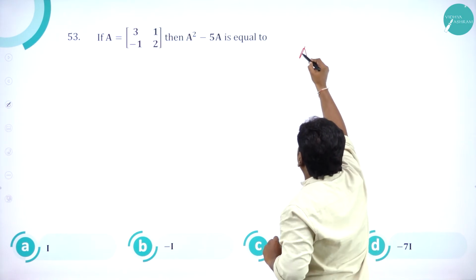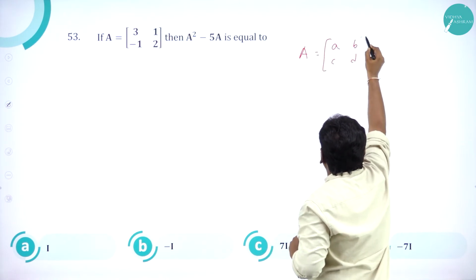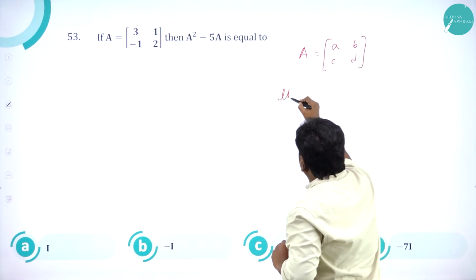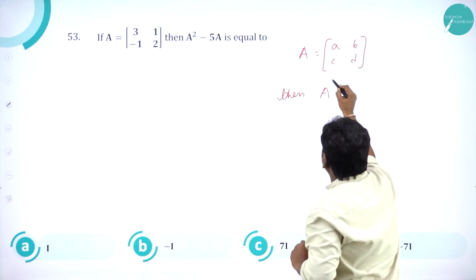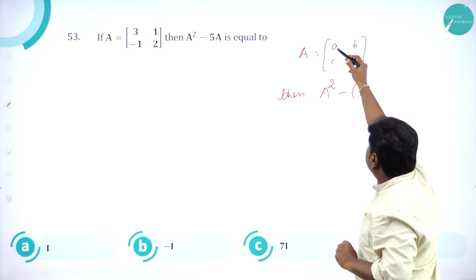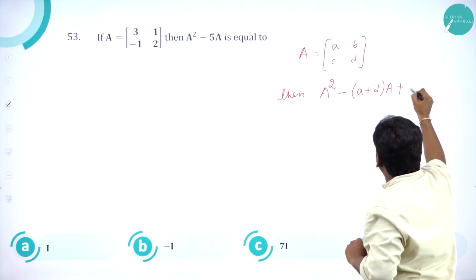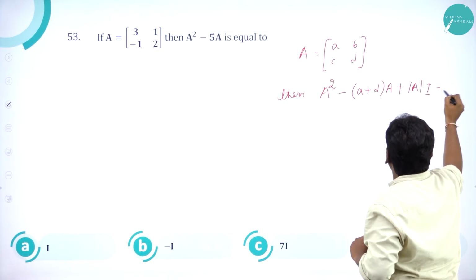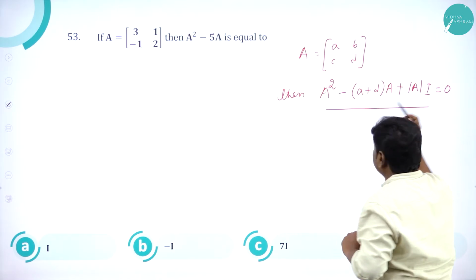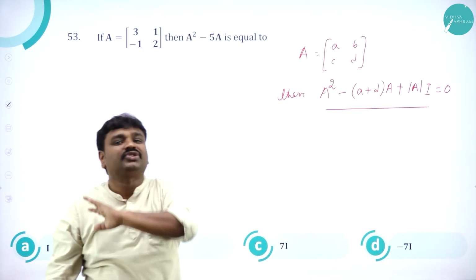Look, matrix A is [a b; c d]. I wrote a 2x2 matrix. Then, for any square matrix we have an interesting process called the characteristic equation: A square minus sum of the diagonals, that is a plus d, into A plus determinant A into I is 0. So you can write this characteristic equation for any 2x2 matrix.